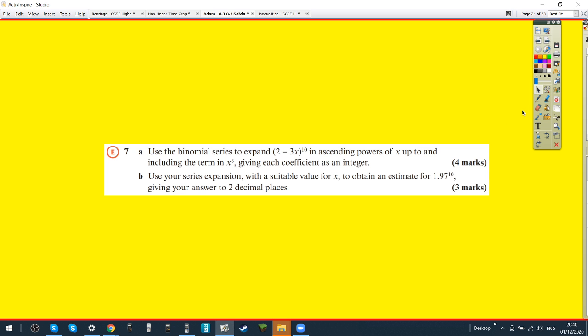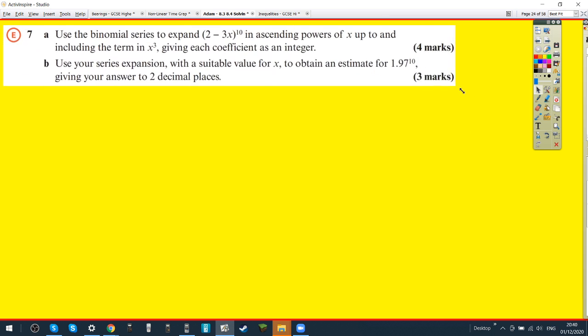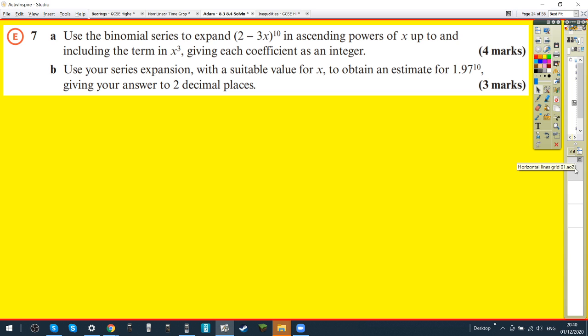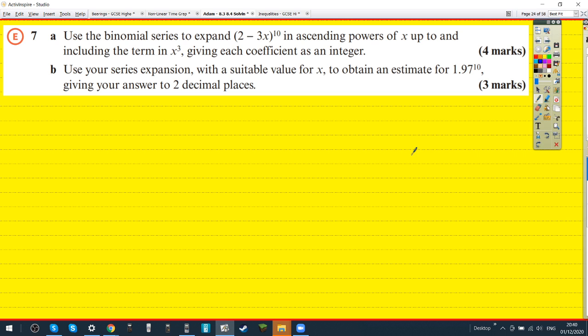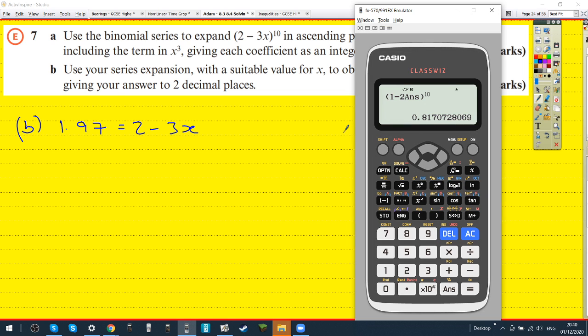Fine. After you've done part A, how would you start part B? You would substitute it into the first x, then x squared, and then x cubed, the answer you got from part A. And how would we get what x is to sub in? We would need to do 1.97 equals 2 minus 3x and work out what that is. So that's a bit different. I just want to see how the calculator handles that. I think it won't have any problem.